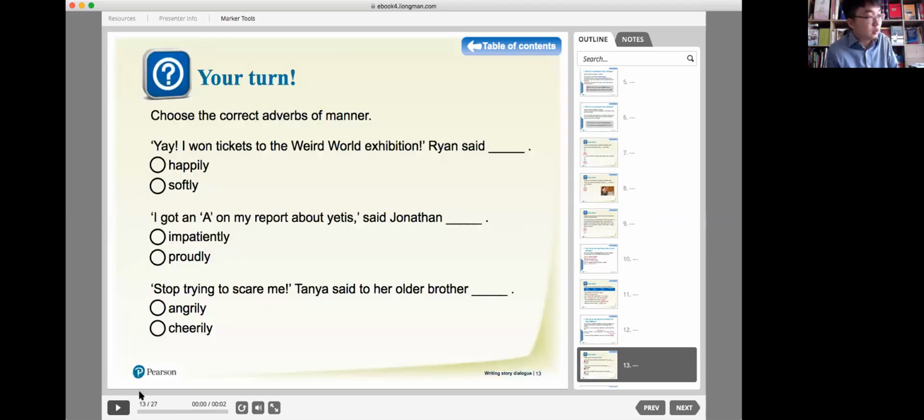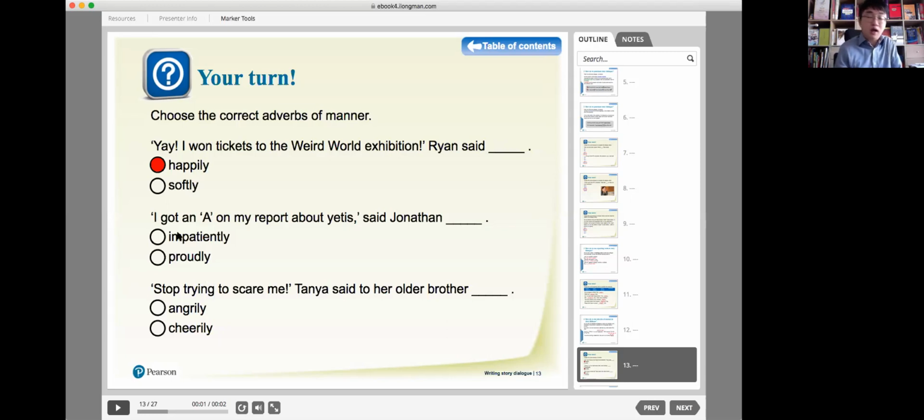Question time. Now we have 3 questions. We have to choose the correct adverbs of manner and put it in the sentence. Let's look at the first one. Yay! Very happy, right? I won tickets to the Weird World exhibition, Ryan said. I told you he was very happy. So the answer, of course, is happily.